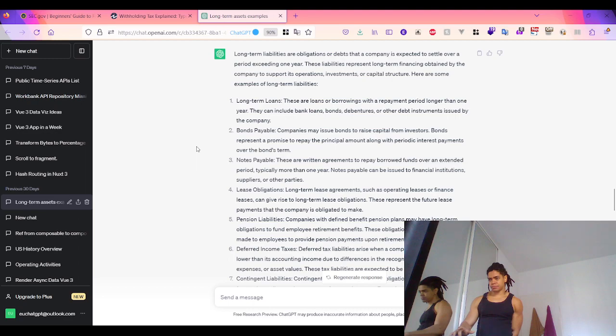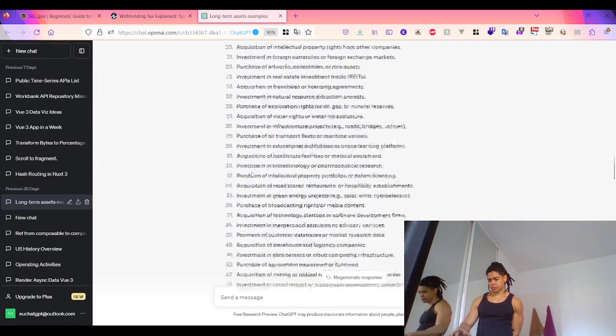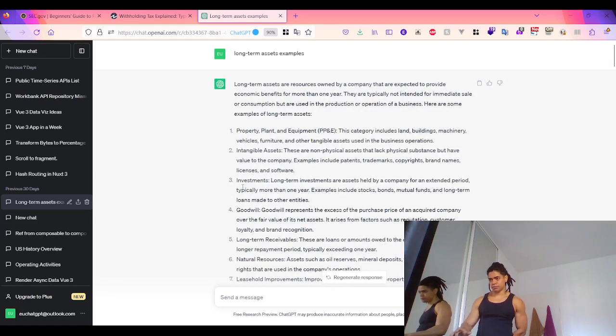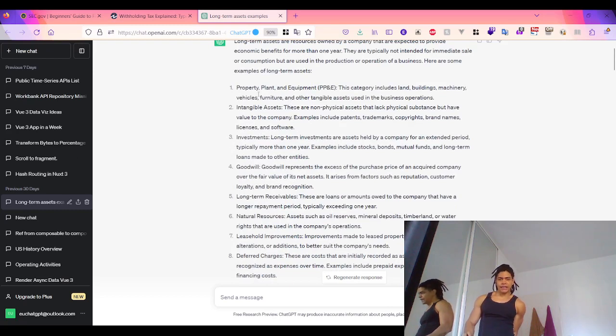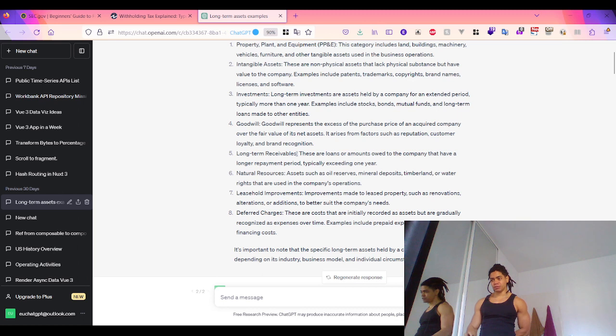If we go up, you got it? Property, plant, and equipment, intangible assets, so patent, trademark, copyright, brand name, license, software. Investing: stocks, bonds, mutual funds, and long-term loans made to other entities. Goodwill, which is brand recognition, reputation, customer loyalty. Long-term receivables, these are loans or amounts owed to the company that have a longer repayment period, typically exceeding 1 year. Natural resources, assets such as oil reserves, mineral deposits, timberland.